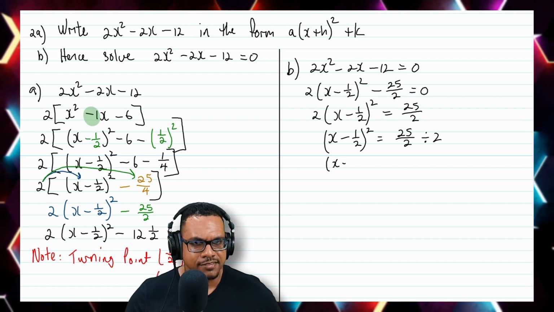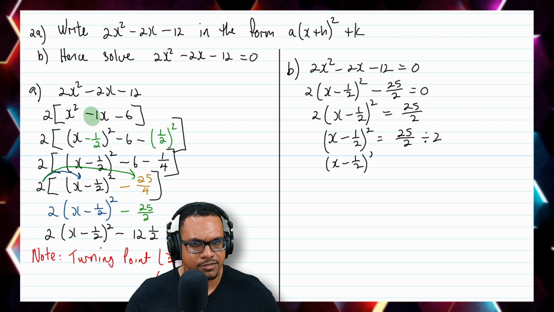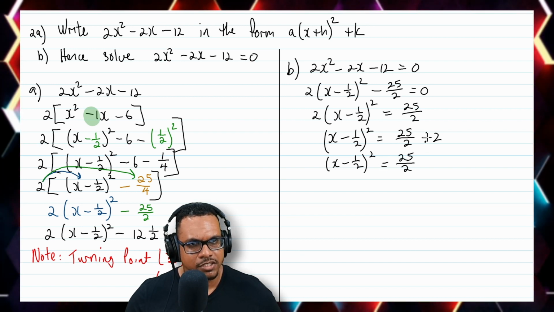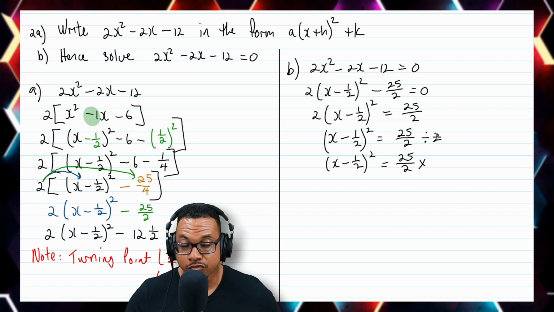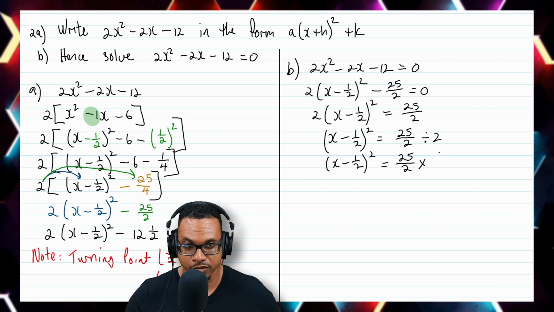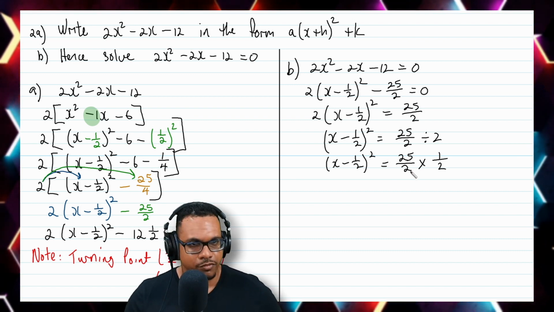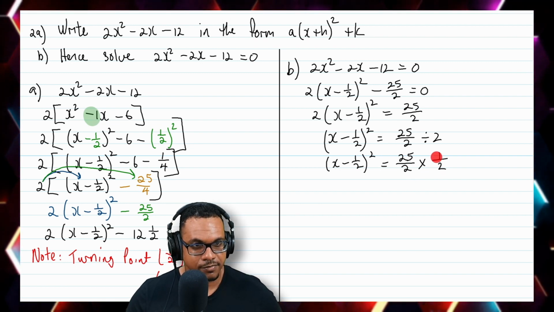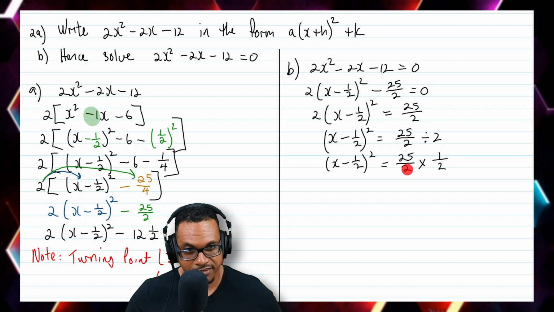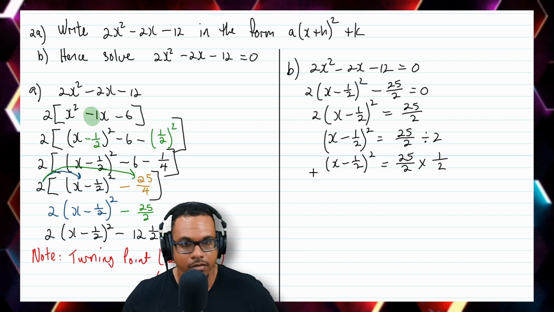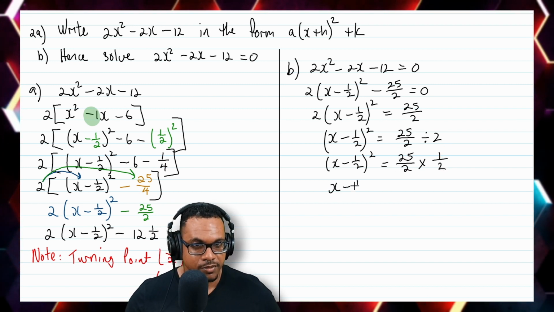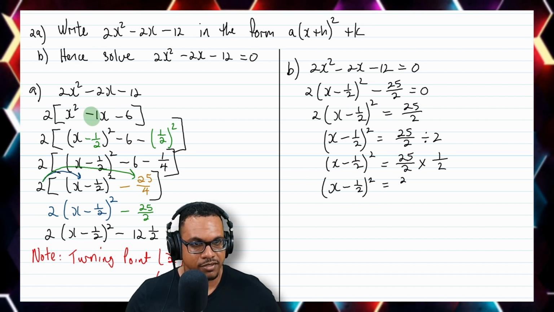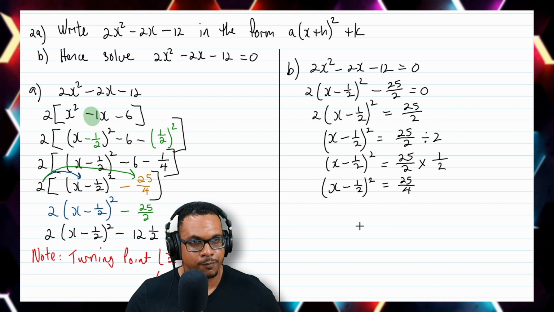So we have x take away 1/2, close bracket squared, is equal to 25 over 2. Change the divide to multiply, and this is 2 over 1, so you invert it and get 1 over 2. Now, of course, these two denominators, we multiply them and get 4 because nothing would cancel. All right, so 25 by 1 is 25 and 2 by 2 is 4. So we're going to have x take away a half in brackets squared is equal to 25 over 4.